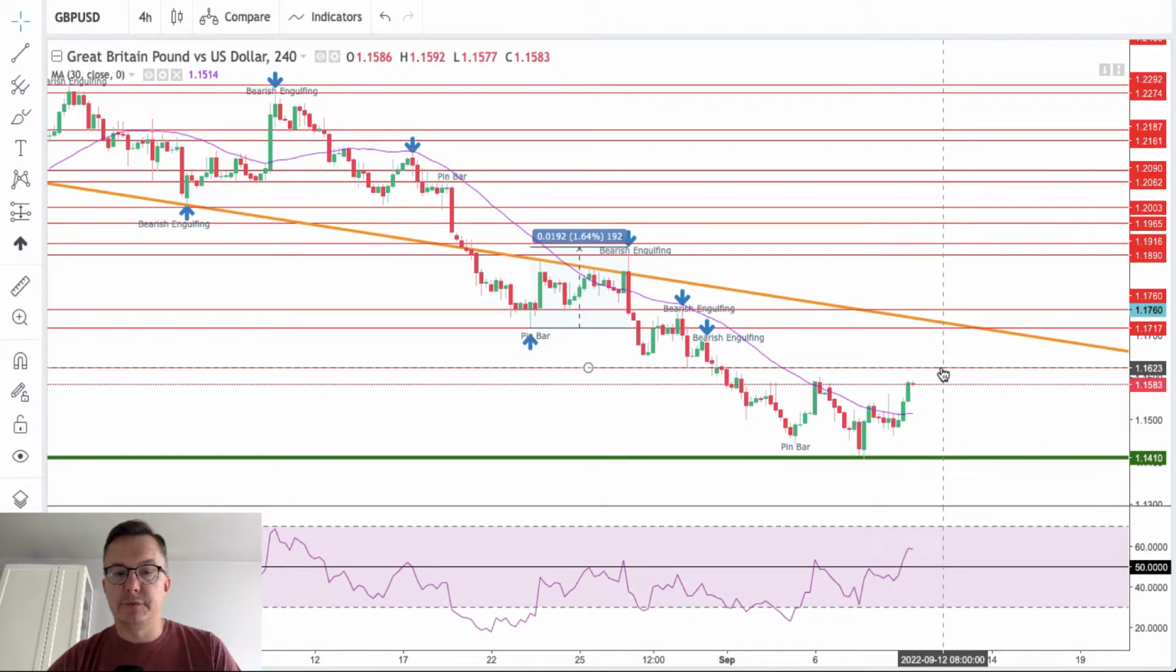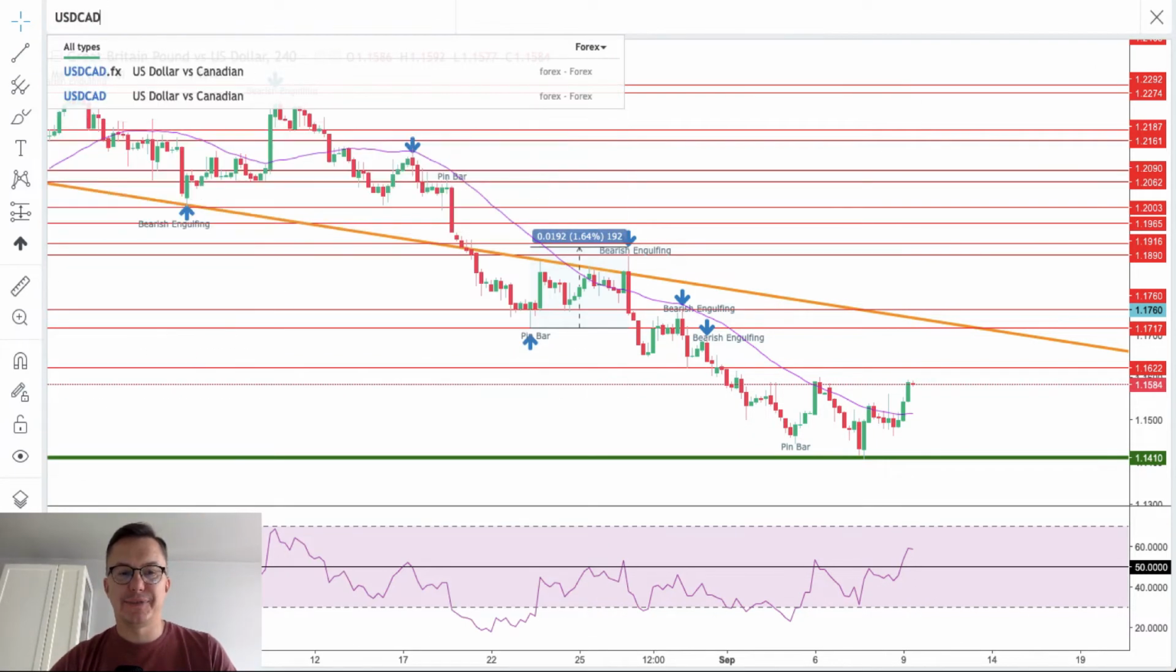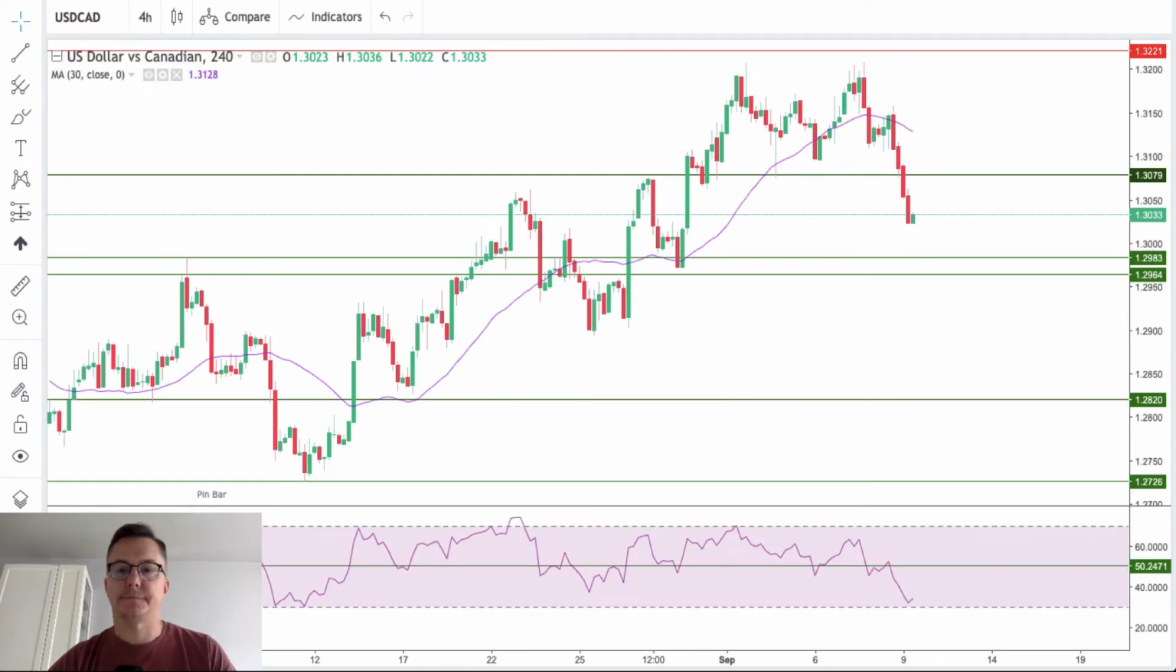In the longer term, the British pound remains in the downtrend, and this recent bounce should be considered as the local bounce during the downtrend. Let's find out what's going on the Canadian dollar.